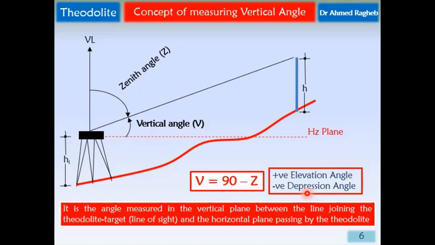An important point should be highlighted here, that the height of the point or the height of the theodolite itself does not affect the horizontal angle. Why? Because everything is projected on the horizontal plane. On the contrary, in the case of the vertical angle, the height of the theodolite or the height of the point will surely affect the value of the vertical angle itself.